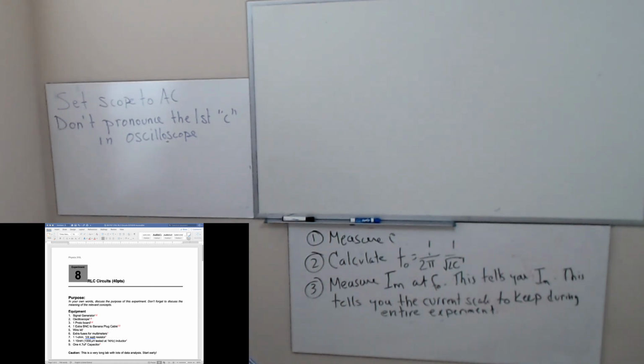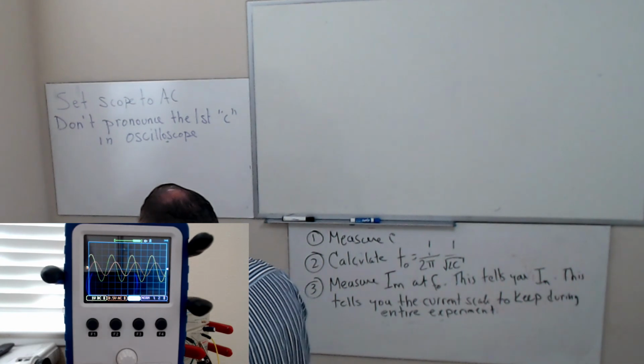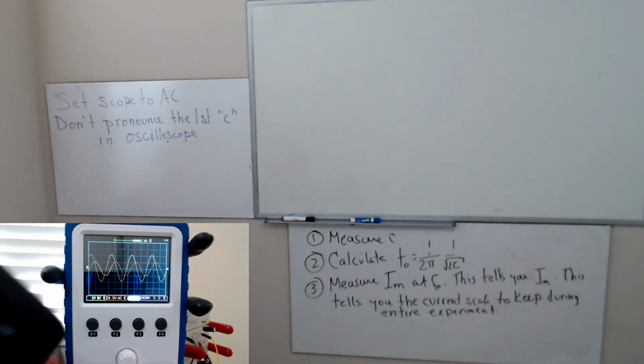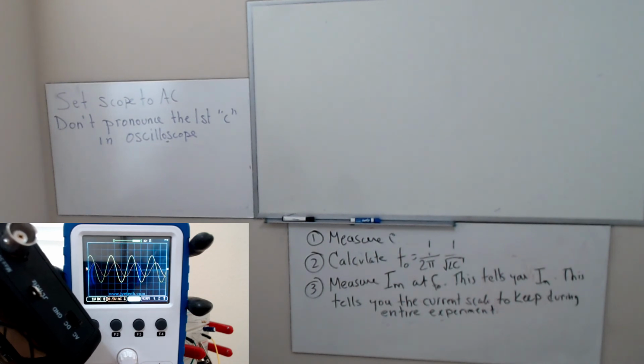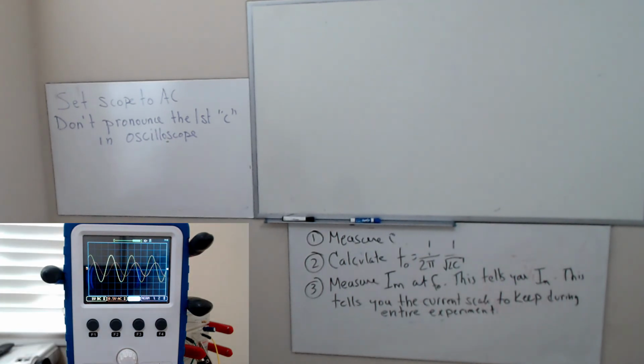I'll show you. On the top of the scope, there's a switch, and you just need to set it to AC. When you set it to DC, it allows you to see both AC and DC signals. So you just need to set it to AC. So that's one thing. Let me switch back.